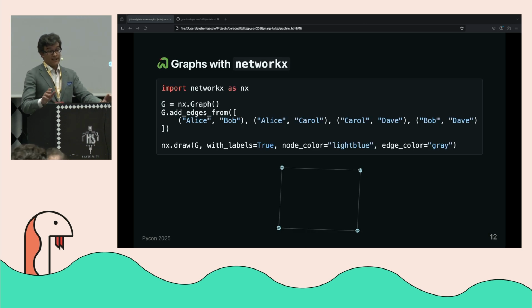Graphs with NetworkX. NetworkX is a Python library, of course, this being a Python conference, and it's used to represent and analyze graphs. I'm not going to go too deep into this, but there's plenty of things you could do to analyze your graph just by using this library. For example, here, we're generating a very simple graph. We're adding a few nodes with connections between them, in this case, just 4 people, and the way they interact with each other. And we can easily visualize the graph.